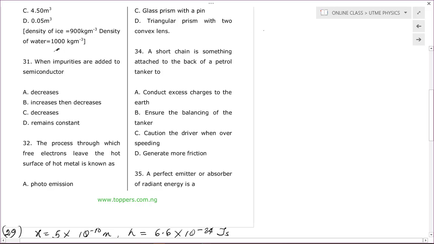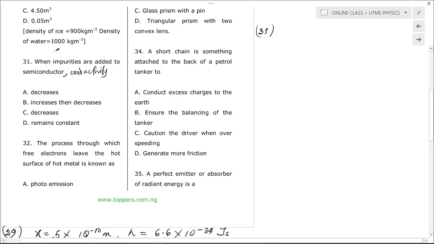says that when impurities are added to a semiconductor, what happens? What they want to ask here, the question is not complete. To me, it's not complete. So, what we usually ask here is about either the resistance or the conductivity.